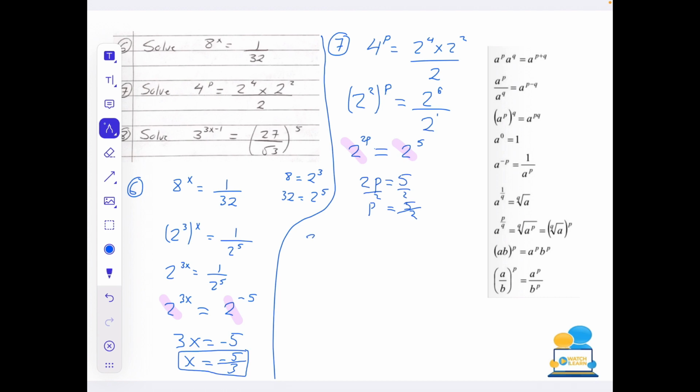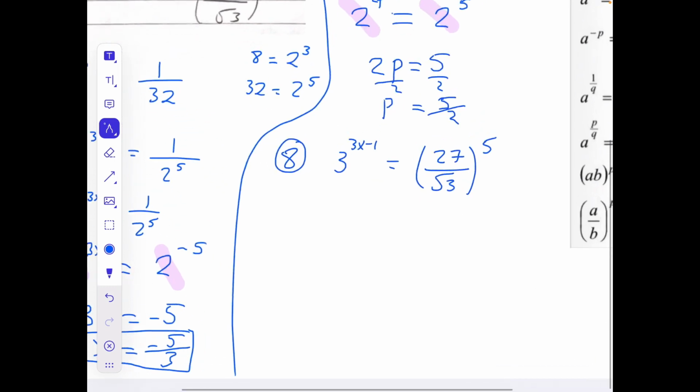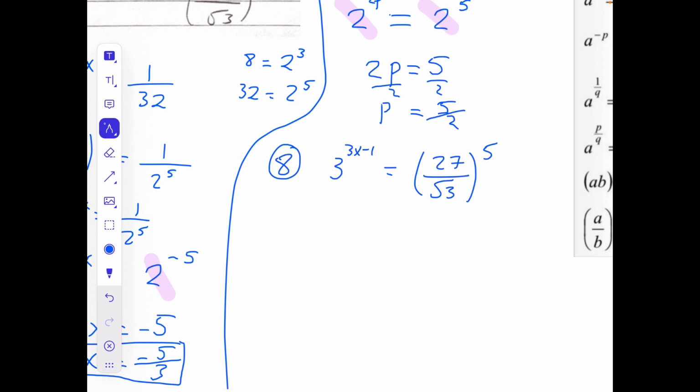Okay, and then the last one, this one probably looks the trickiest, and is as complicated really as they can get on an exam. So we have 3 to the power of 3x minus 1 is equal to 27 all over the square root of 3 to the power of 5. Now, there are a few different ways to do it. I'm going to use kind of what we have been doing so far and keep to that kind of trend.